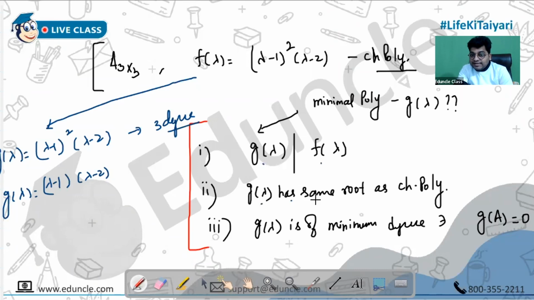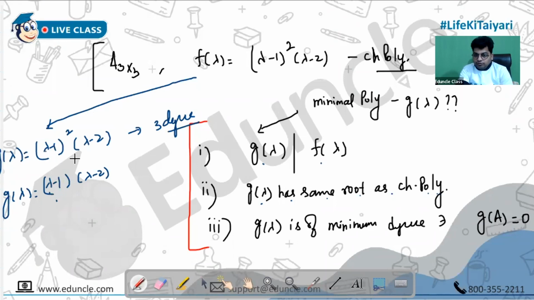Number 2, g lambda has the same roots as the characteristic polynomial. So you cannot ignore a root. You can only reduce the algebraic multiplicity. You cannot ignore a root of the characteristic polynomial. This is also clear. Next, g lambda is of minimum degree such that g of A is 0. So it means we have only these two possibilities.